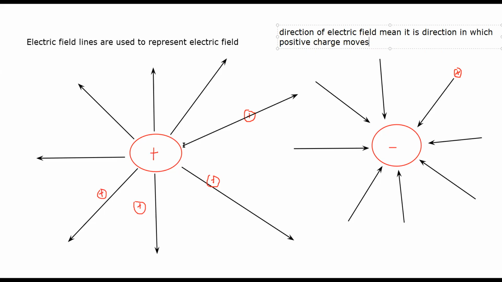Both of these charges exert force on each other, but a small positive charge tends to move towards the negative charge. That's why we say the direction of electric field is into negative and out from positive. So if a question is to draw electric field lines for a positive charge or for a negative charge, for a positive charge you should always draw the arrows outward, and for a negative charge you will always draw the arrows inward.